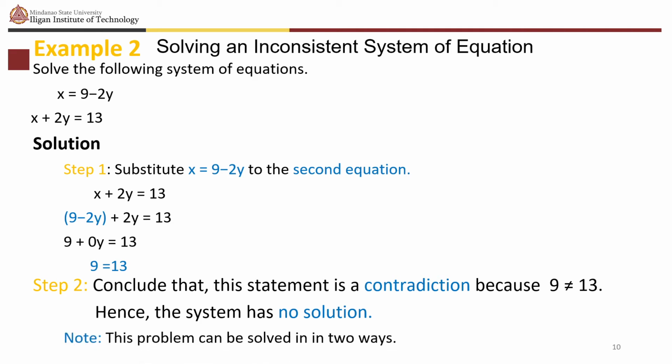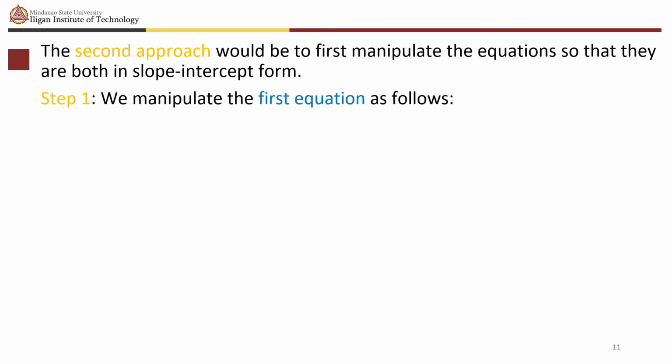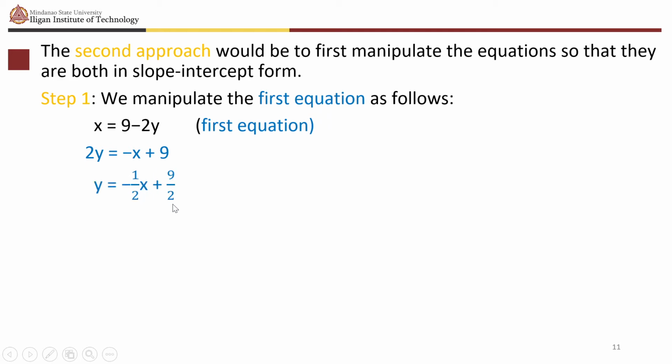Note that this problem can be solved in two ways. The second approach would be to first manipulate the equations so that they are both in slope-intercept form. That is, if you are familiar with the slope-intercept form, it is written as y equals mx plus b, where m is the slope of the line. So what do we do here to get the slope-intercept form? We rewrite the first equation. If we have x equals 9 minus 2y, we can divide both sides by 2 and come up with y equals negative 1/2 x plus 9 over 2. This is now of the form y equals mx plus b, your slope-intercept form.